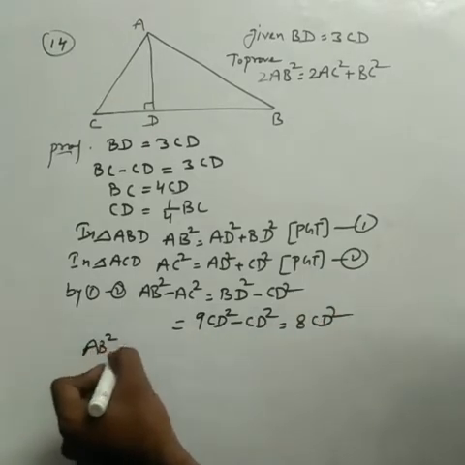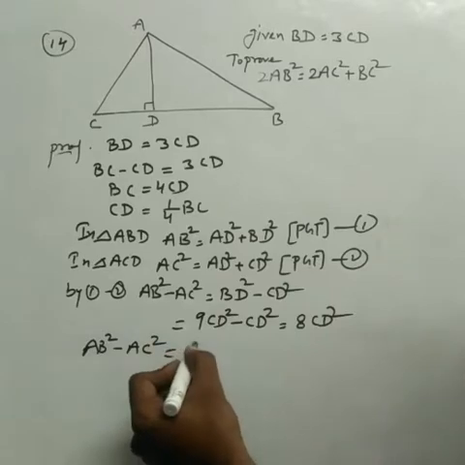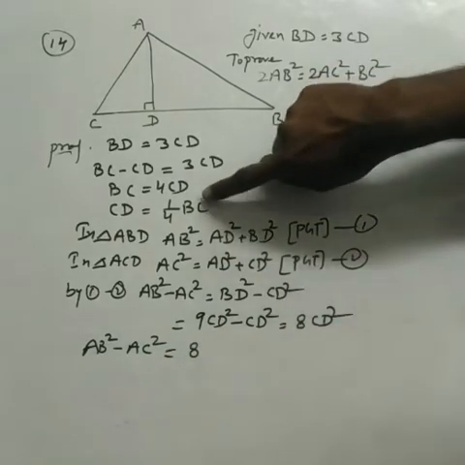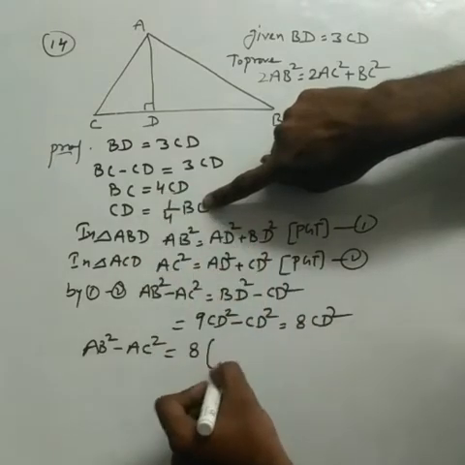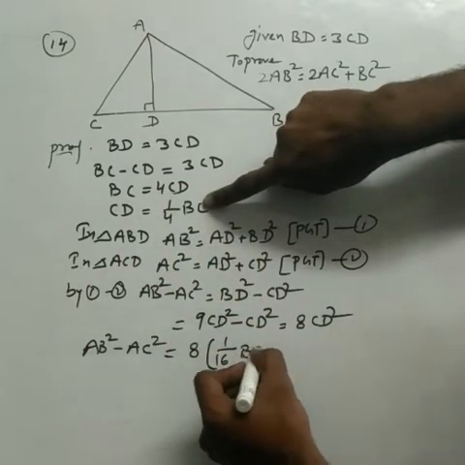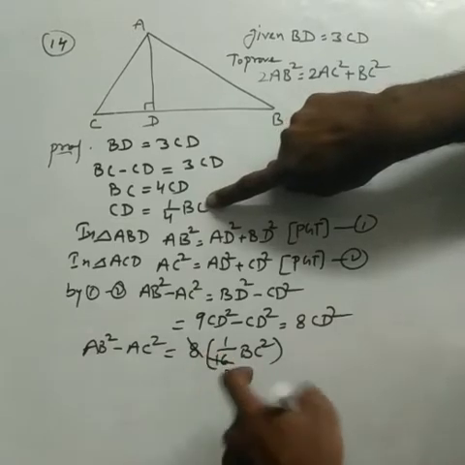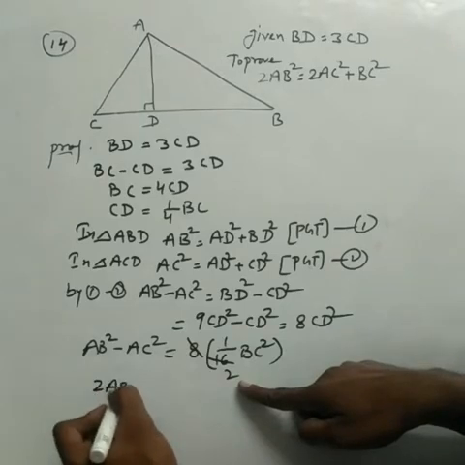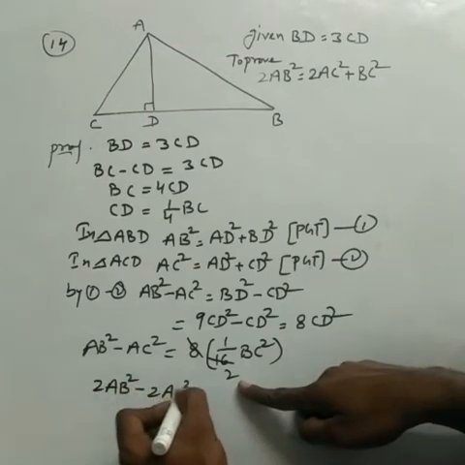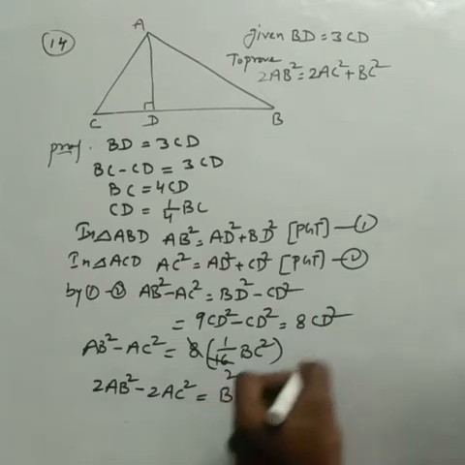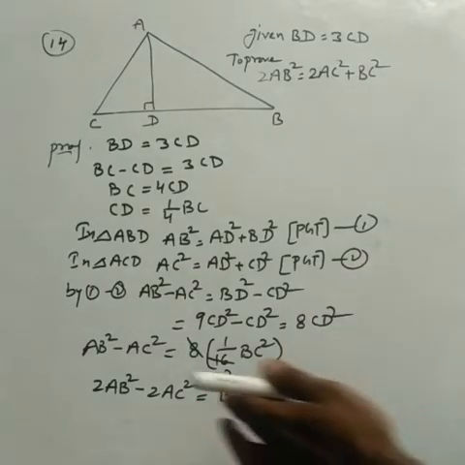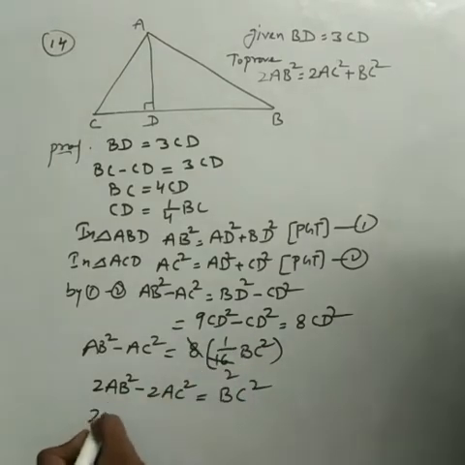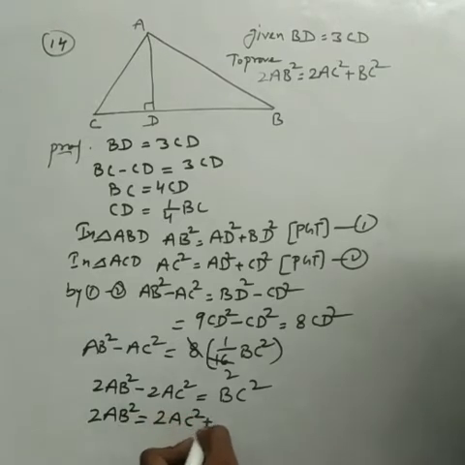So AB square minus AC square equals 8, and CD means this. Square of this will be 1 upon 16 BC square. Cancel these. Shift this 2 on the left hand side. It will be 2AB square minus 2AC square equals BC square. We can shift this 2AC square on this side. 2AB square equals 2AC square plus BC square. Hence proved.